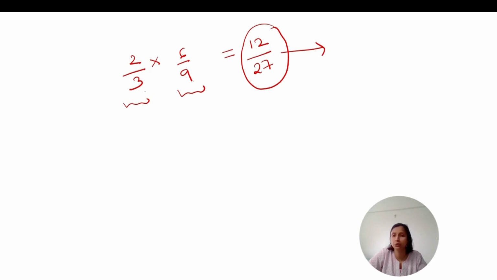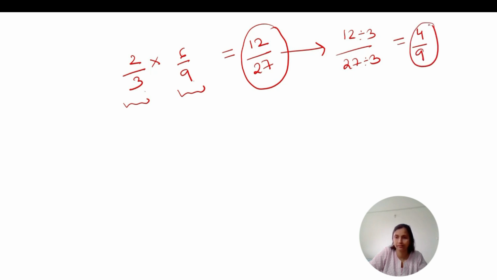Suppose I need to multiply 2 by 3 by 6 by 9. If I multiply numerator with numerator, I will get 12. 3 into 9, 27. This is the final answer. But again, I can convert it into the simplest form. As 12 and 27 have a highest common factor 3, I can divide the numerator and denominator by 3 and I will get 4 by 9.